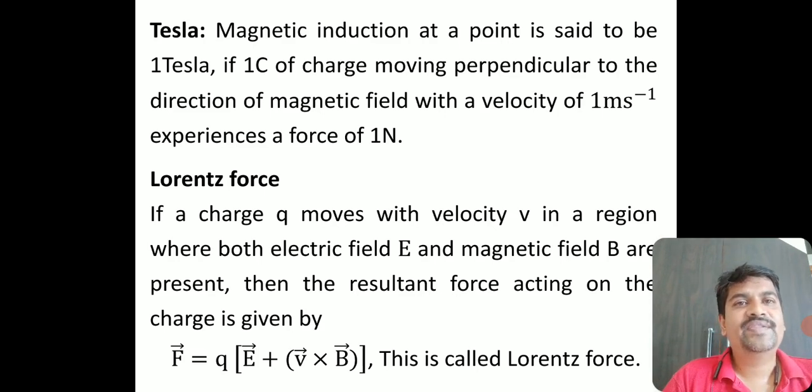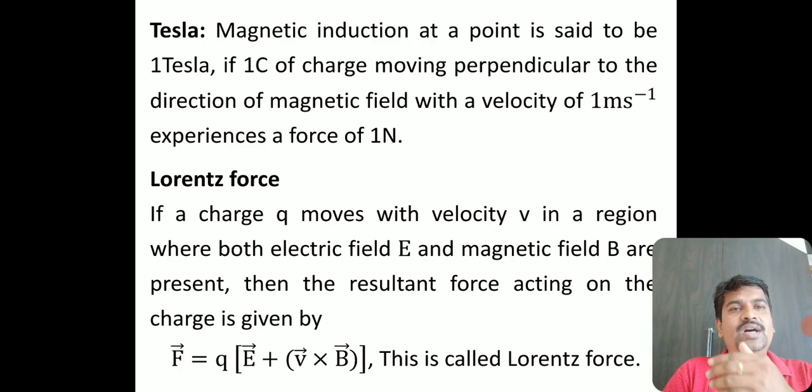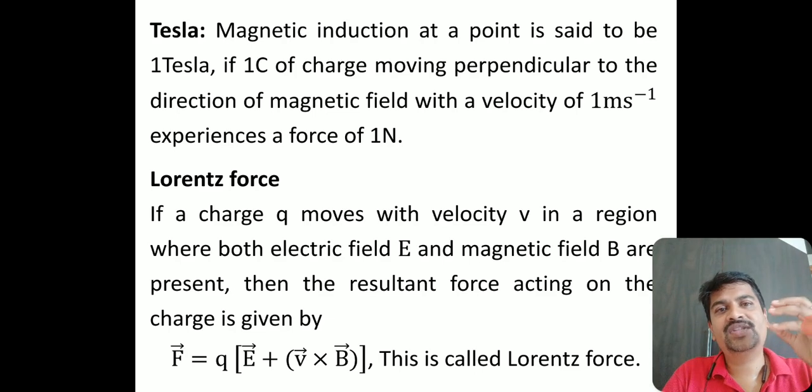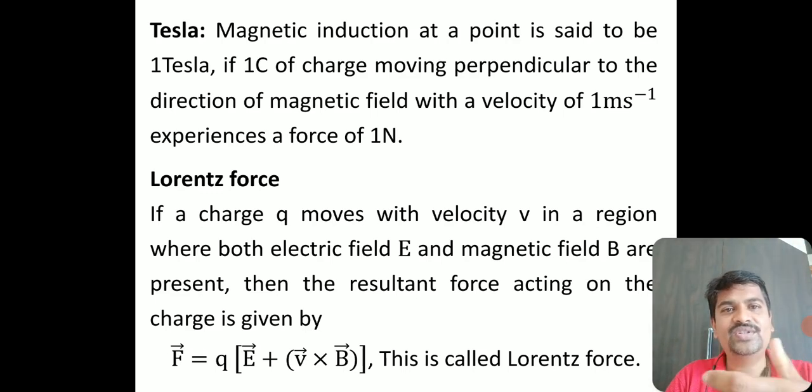Now there is something different, which is Lorentz force. Lorentz force means a charge q moves with a velocity v in a region which contains both electric and magnetic field. I am looking for the resultant force experienced by that charge which is moving in both electric and magnetic field. First I'll take the contribution of electric field. The force due to electric field is q into E. And the force due to magnetic field is Bqv sin theta, or q into v cross B.